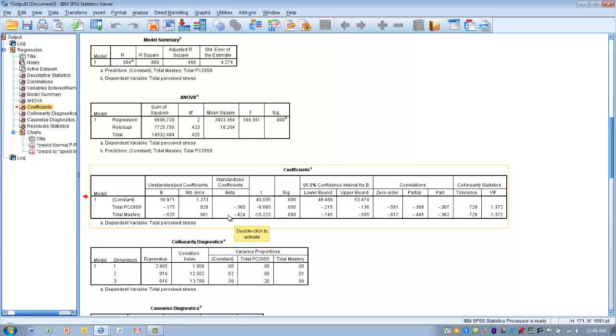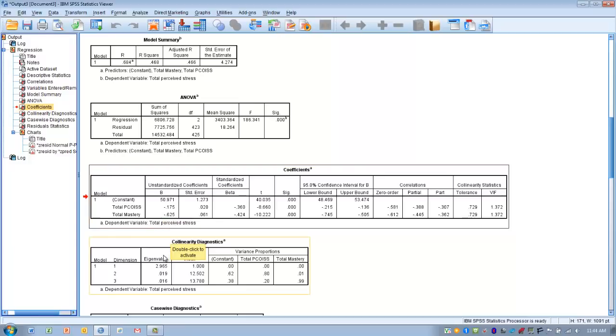So it's important that we look at this column, standardized coefficients beta. Standardized means that the values for each of the different variables have been converted to the same scale so that we can easily compare them. Now if you're interested in constructing a regression equation, to where if you know the value for PCOISS and the value for total mastery, can we predict our total stress, we would use the unstandardized coefficients, and we'd use the values in this B column to create a multiple regression equation.